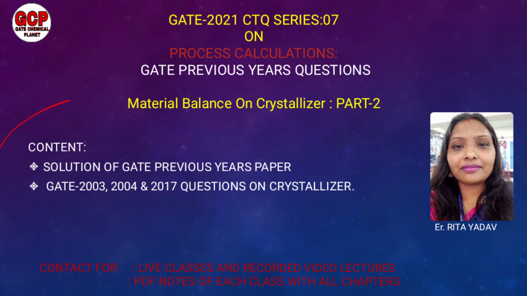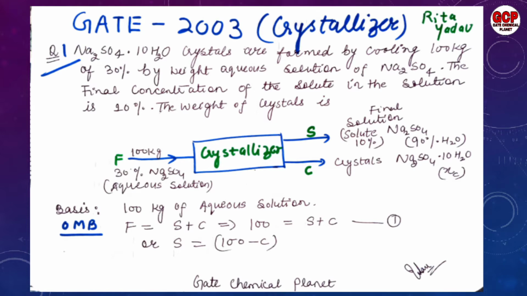So in this video we will discuss the solution of GATE previous year papers, in which we will discuss the GATE 2003, 2004 and 2017 questions based on the crystallizer. Question number 1: Na2SO4·10H2O crystals are formed by cooling 100 kilograms of 30% by weight aqueous solution of Na2SO4, and the final solution concentration of solute in the solution is 10%. The weight of the crystal formed is asked.